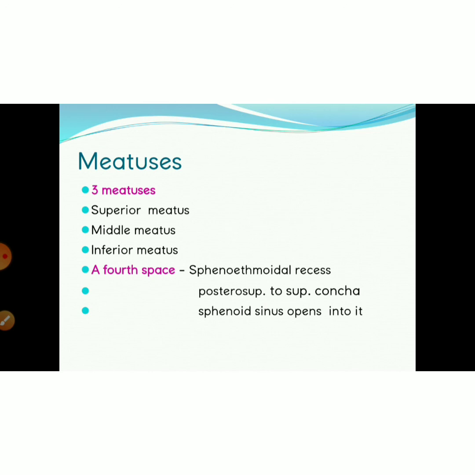Now coming to the meatuses. There are three meatuses: superior meatus, middle meatus and inferior meatus. In addition to the above three meatuses, the lateral wall is characterized by a fourth space called the sphenoethmoidal recess above the superior concha. The sphenoethmoidal recess lies above and behind the superior concha, and the sphenoidal sinus opens into it.